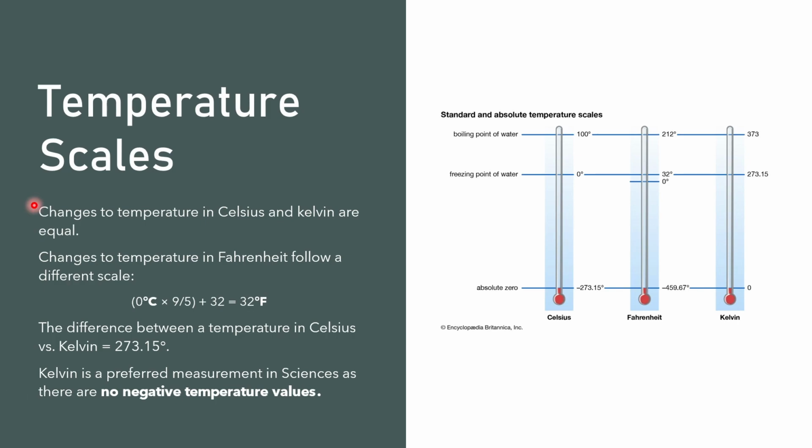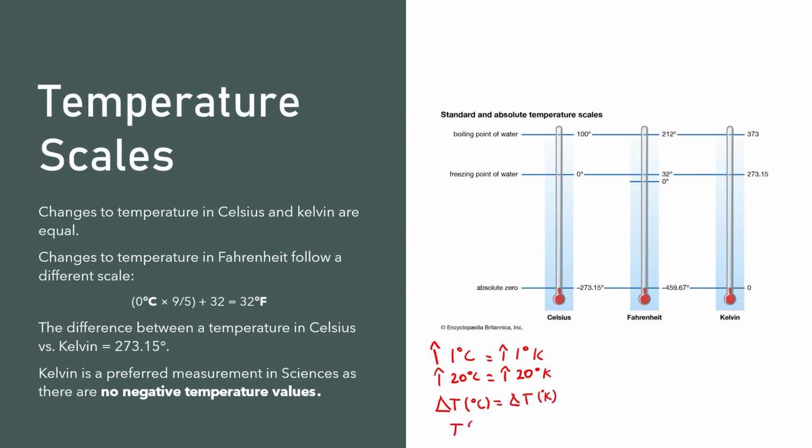scope of this course. Something to keep in mind, and this is one of the most important things, is that changes to temperature in Celsius and Kelvin are always equal. If you increase temperature by 1 degree Celsius, you've also increased temperature by 1 degree Kelvin. Similarly, if you increase the temperature of an object by 20 degrees Celsius, it will also increase the temperature of an object by 20 Kelvin. In other words, what we can say is that the change in temperature in degrees Celsius is always equal to the change in temperature in degrees Kelvin.